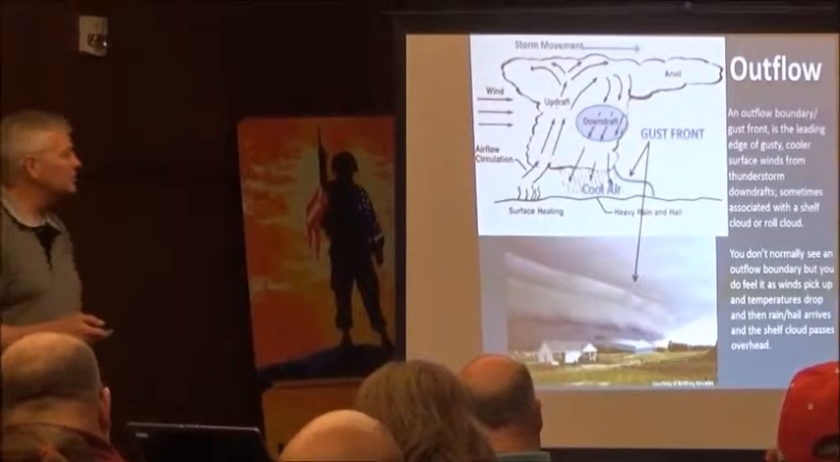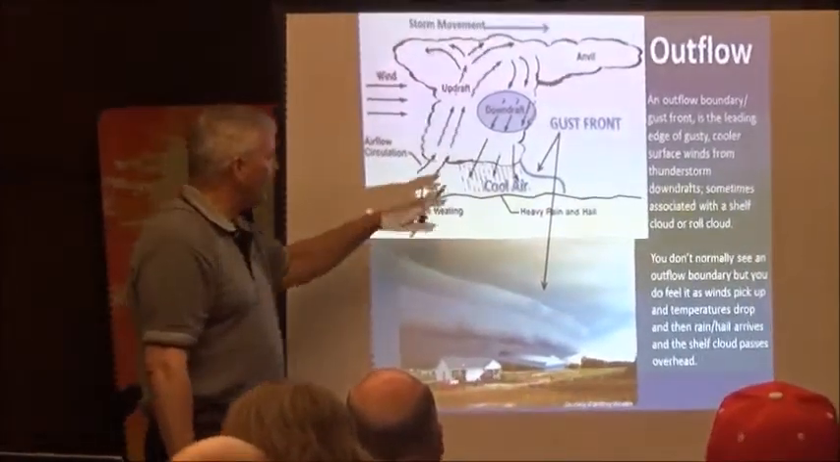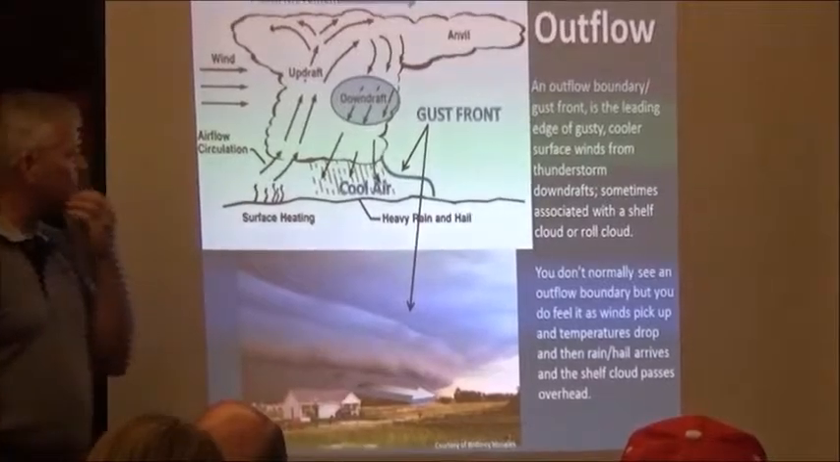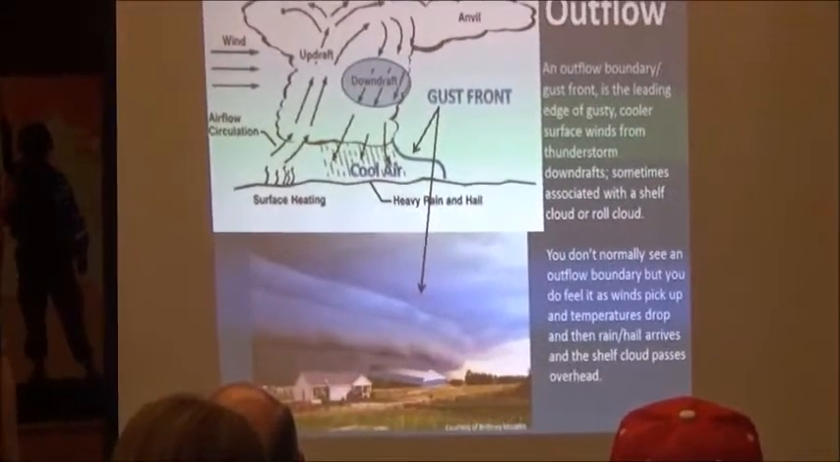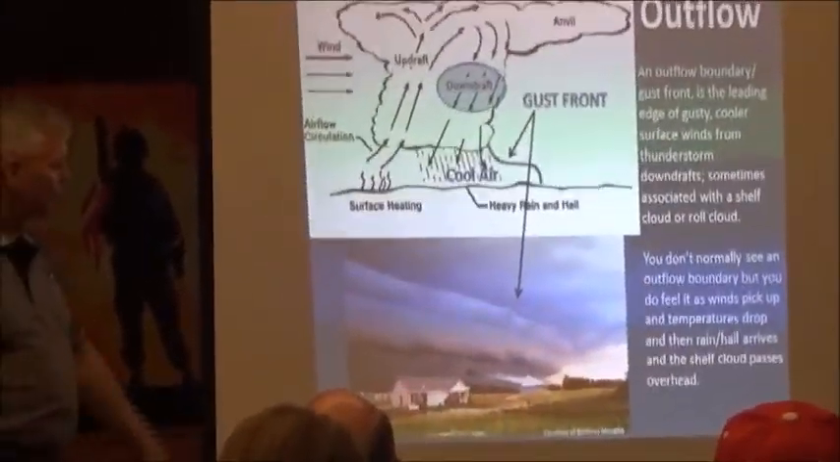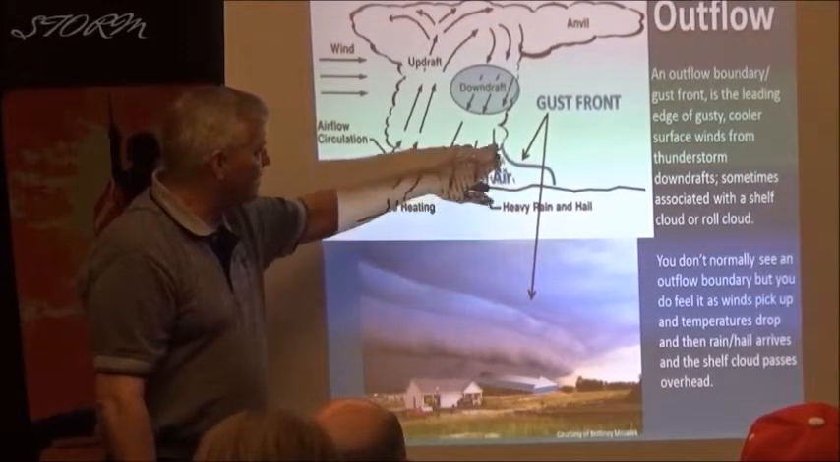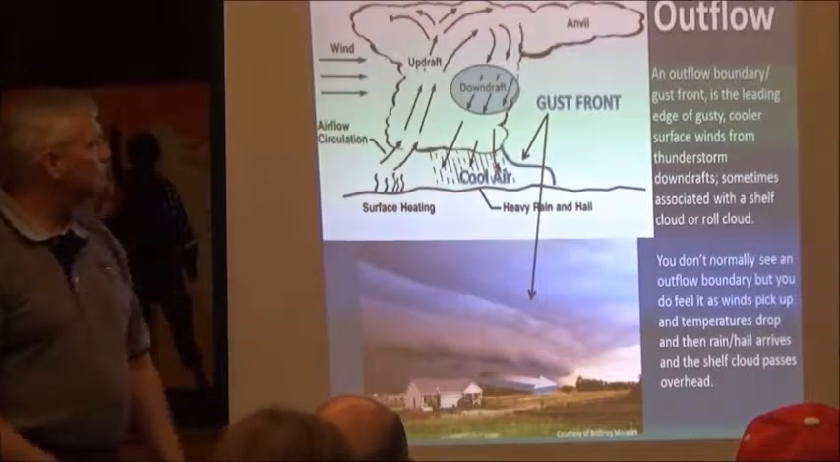Okay, outflow. We talked about that in the basic class a lot. But we have the gust front, which is the leading edge of that outflow. We have with every storm that's at the boundary. And we showed with radar imagery earlier, of course, the shelf cloud is what you see cloud-wise that coincides with the gust front.